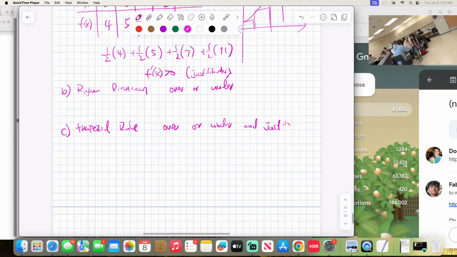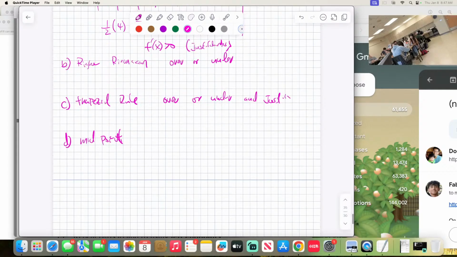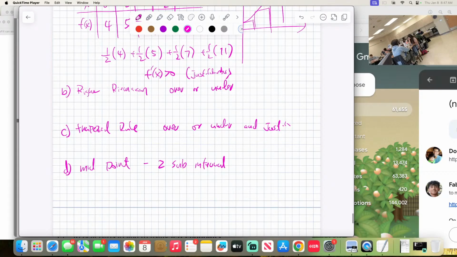And part D, I'm going to ask you to use the midpoints. So midpoint, can I use 4 sub-intervals with a midpoint? Yes, but it's kind of hard using the table here. So for midpoint, I'm going to ask you to use 2 sub-intervals instead of 4 sub-intervals. Okay, so you don't have to explain whether they are over or under, because it's very hard to justify.